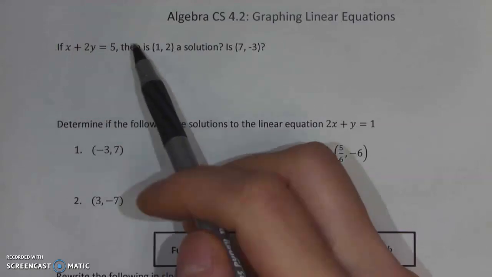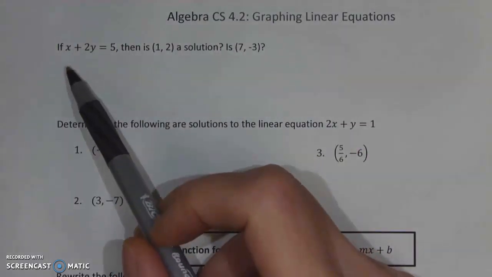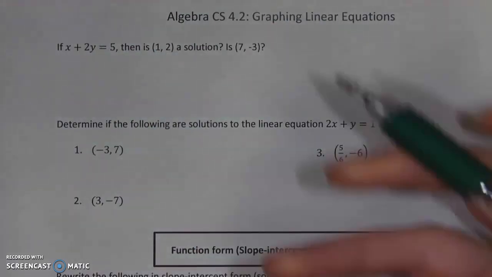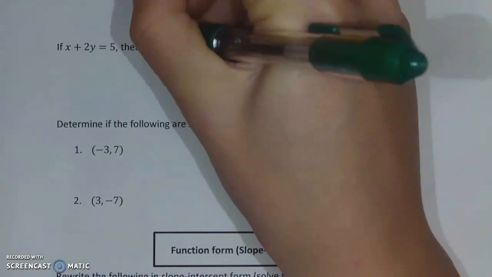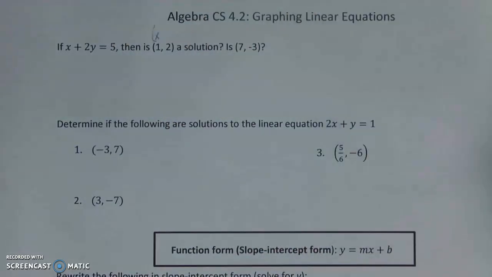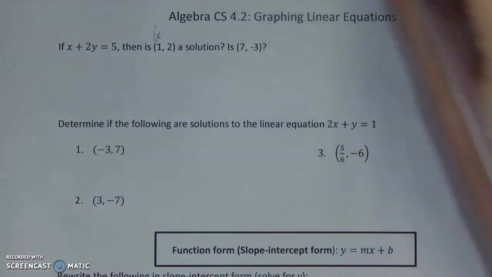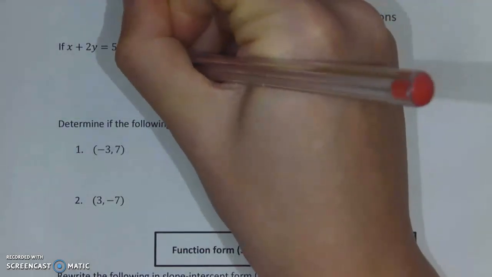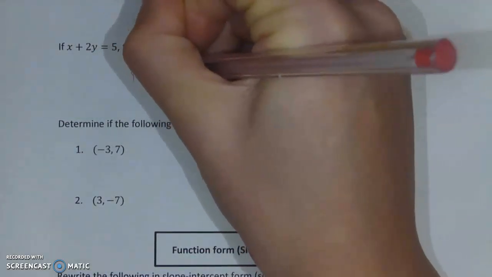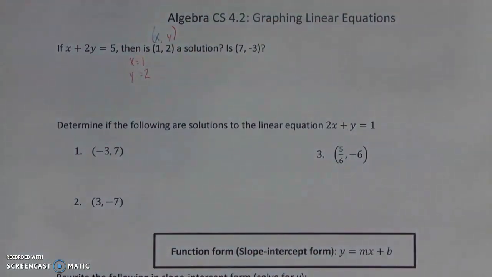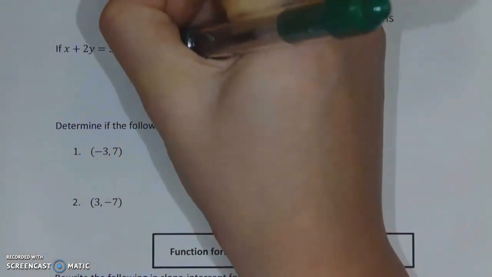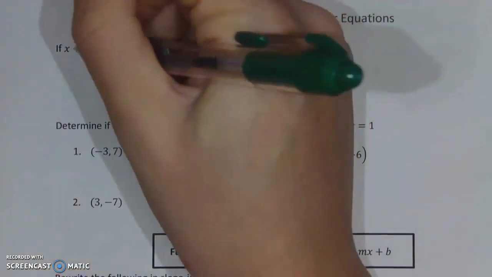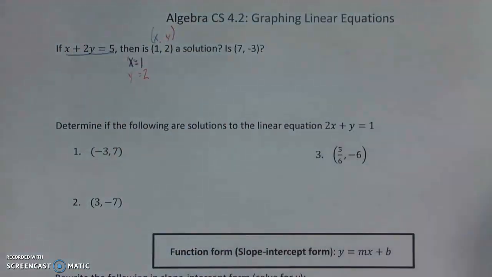So let's check if these points are solutions to this equation. The first thing I'm going to do is figure out what variables 1 and 2 are. Since in a point we start with x and then we write y, we end up with x is equal to 1, y equals 2. So this tells us what we're going to substitute in. And remember that if this is a solution, it makes this statement, x plus 2y equals 5, true.